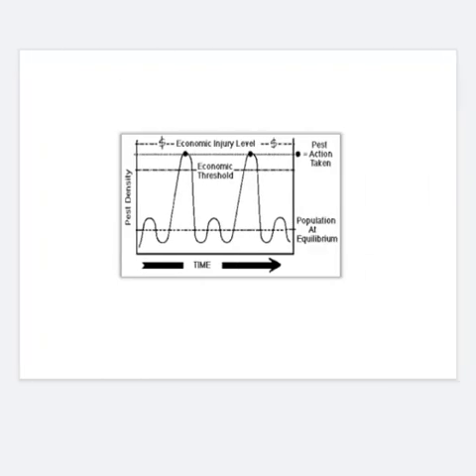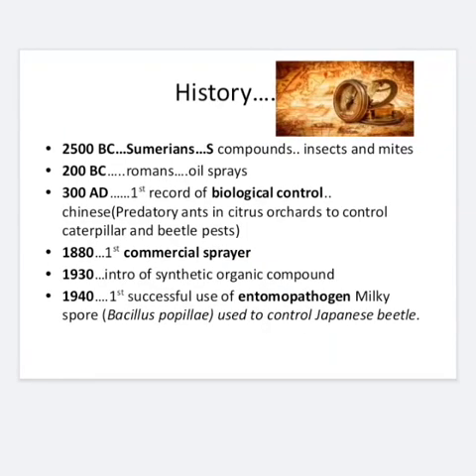This is the diagram. Time against the pest density, the graph is plotted. Population at equilibrium, that is the average pest population. Then next level, that is the economic threshold at which action should be taken. Then next one, economic injury level, that is economic damage.